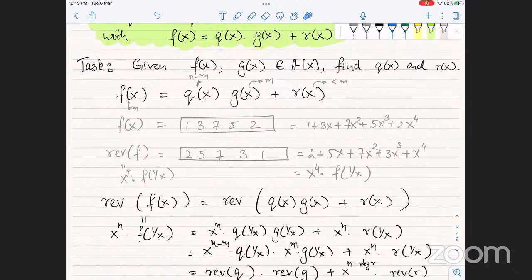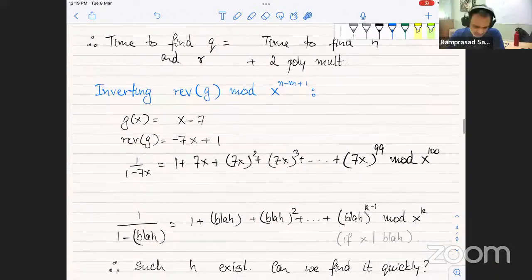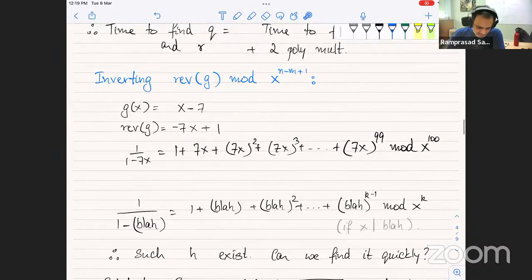Okay. Yeah. Okay. So in general, as I mentioned, whenever you have an expression that looks like 1 minus blah, where blah is something divisible by x, then you can always invert it using the standard geometric series sum. Because blah power k onwards will become divisible by x power k, and modulo x power k, you don't care about those terms.